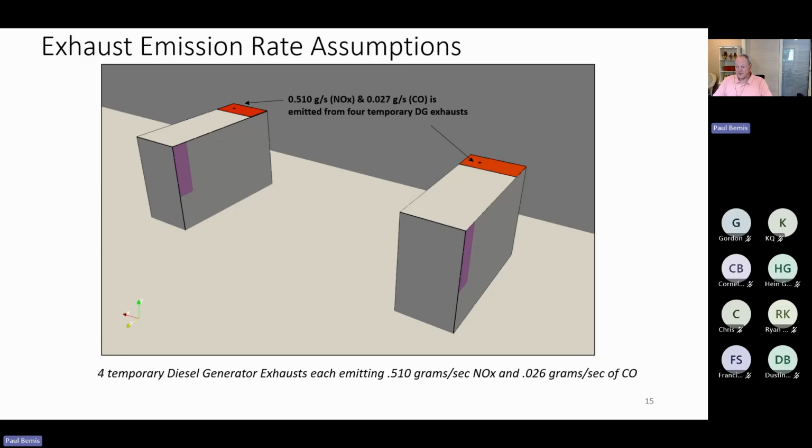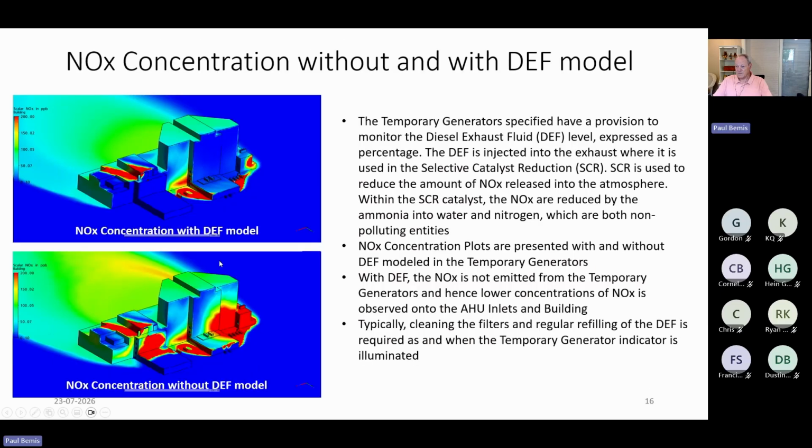These are the diesel generators. That data can be obtained as well: 0.51 grams per second of NOx and 0.026 grams of CO, carbon monoxide, coming out of those. And then we take a look at concentration.